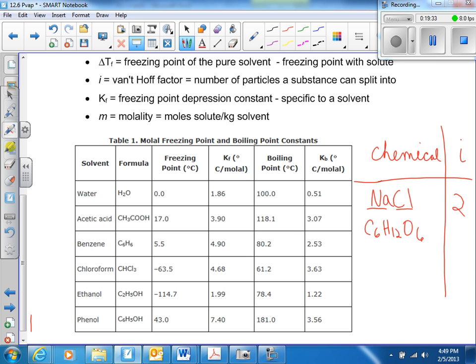If I have something like C6H12O6, that's a molecule. Molecules don't split apart. We're going to think of molecules as not splitting apart at all. When you dissolve sugar in your coffee, those sugar particles still stay sugar. They just dissolve and they don't stick together anymore. So that's i is just 1. Those do not split apart.